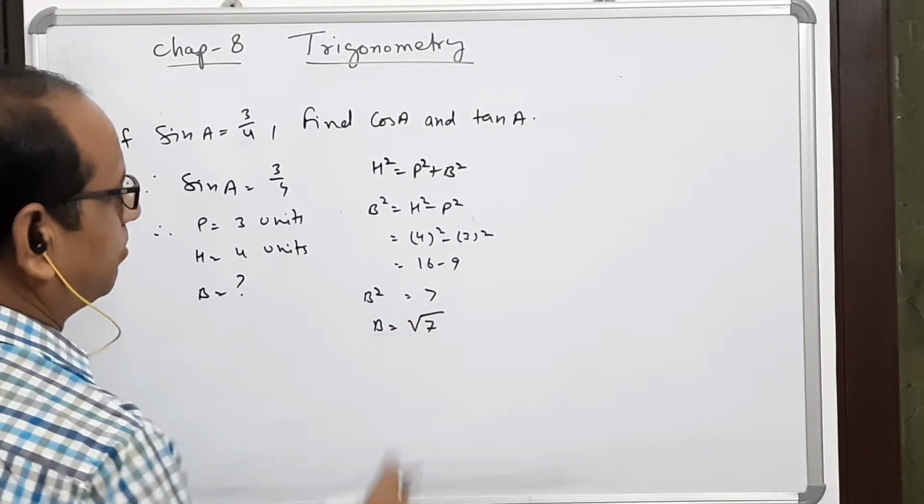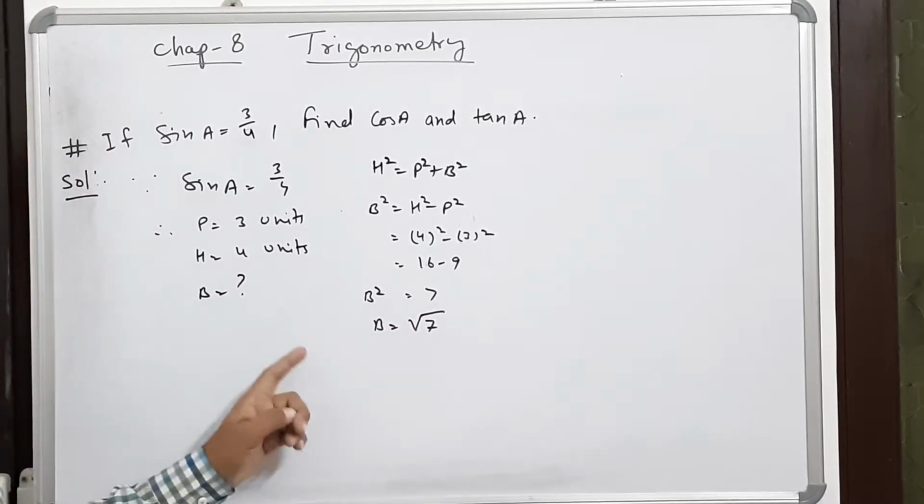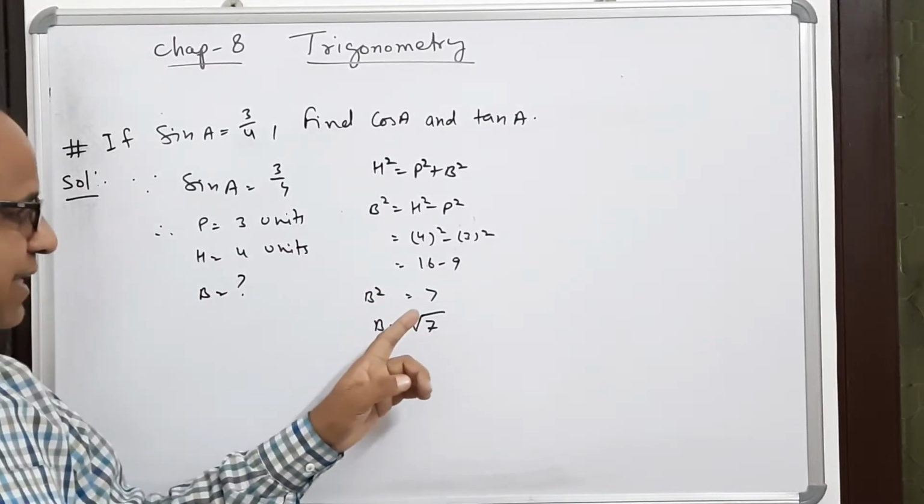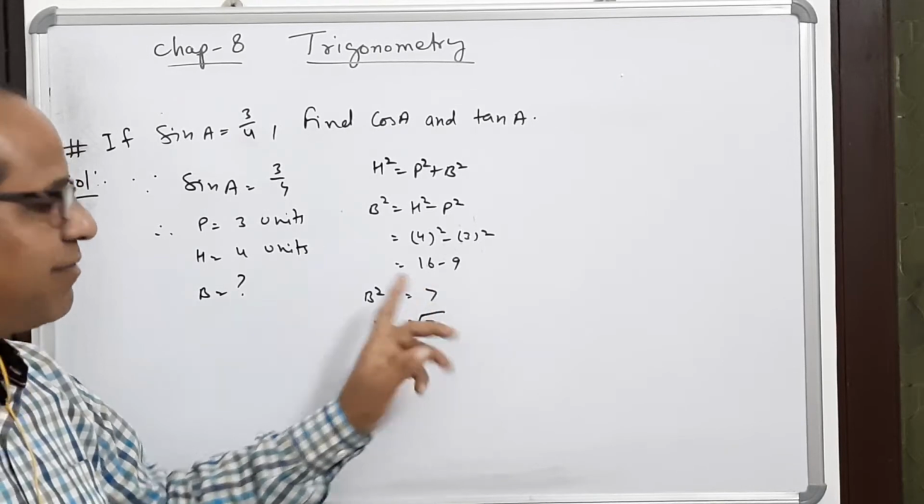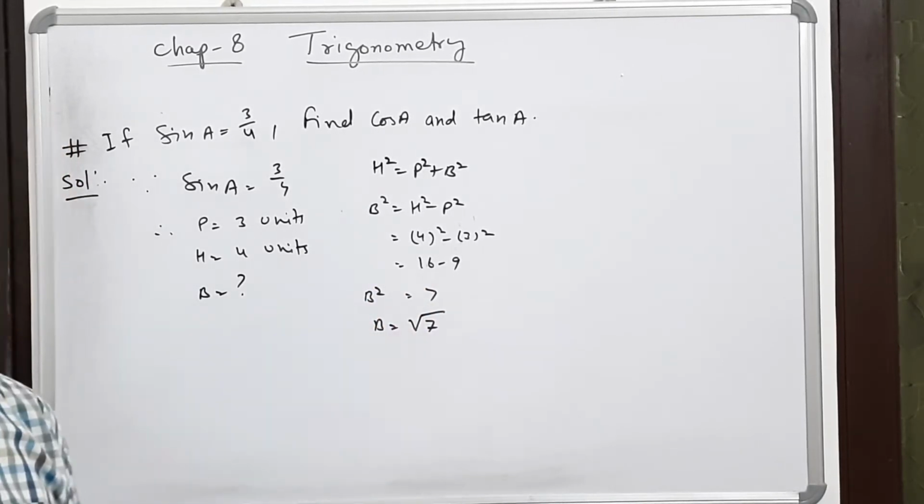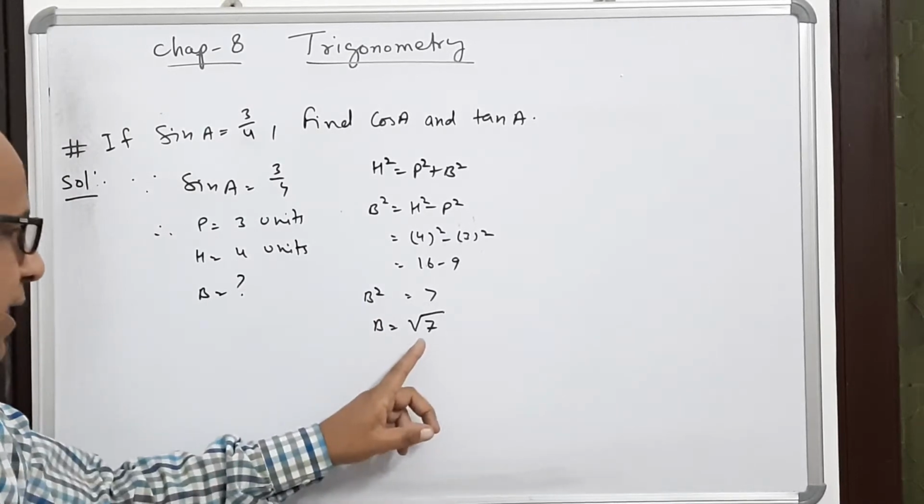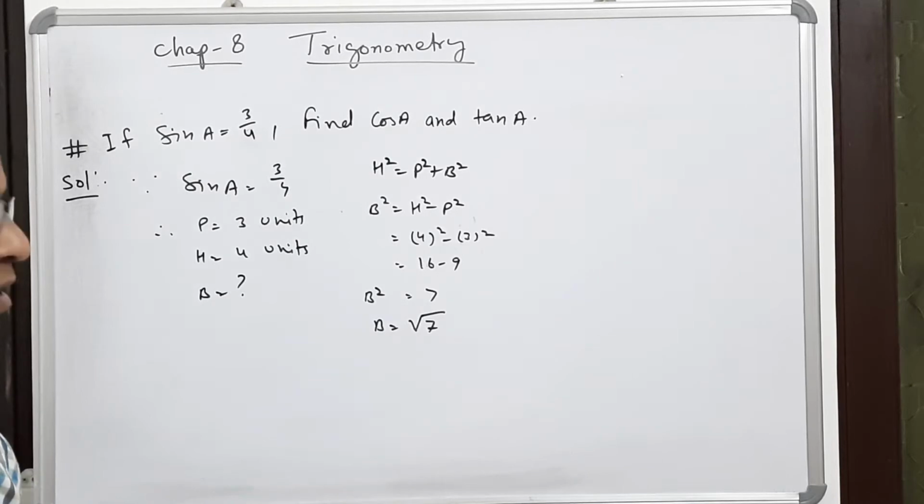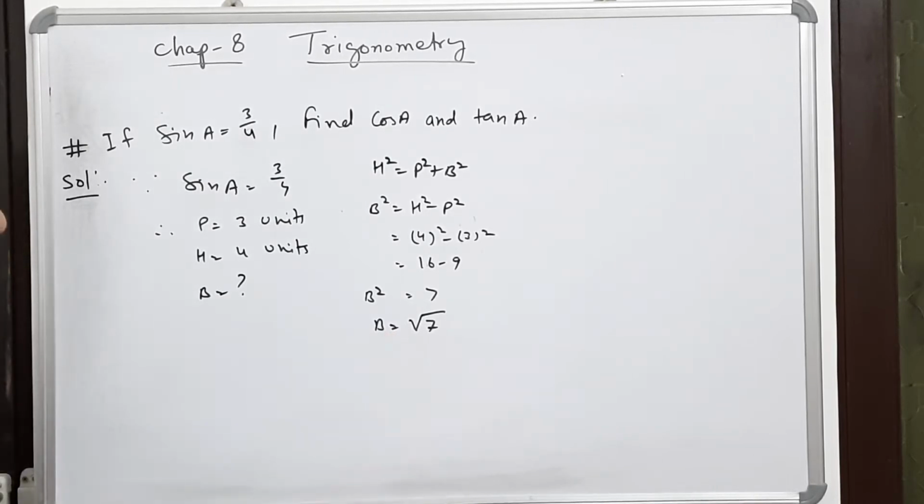So what is the value of b? It is root 7. Now in this particular problem, you have seen that 7 is not a perfect square. So the base will be in the irrational form and it is not required to solve it further. You keep it as root 7. So we can say that the base is root 7.